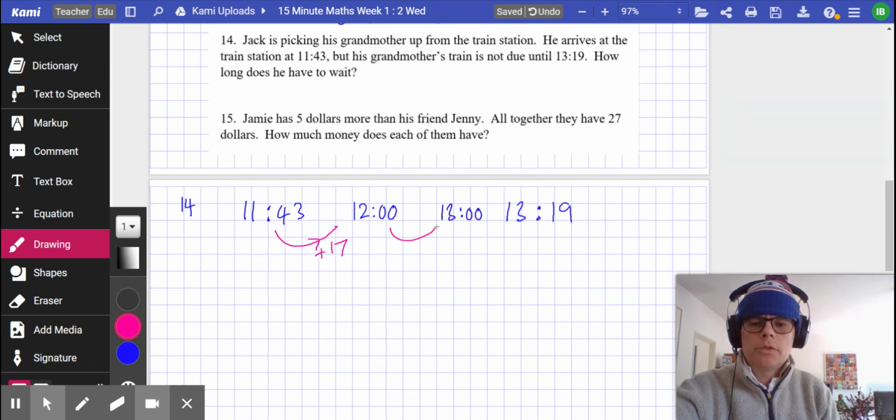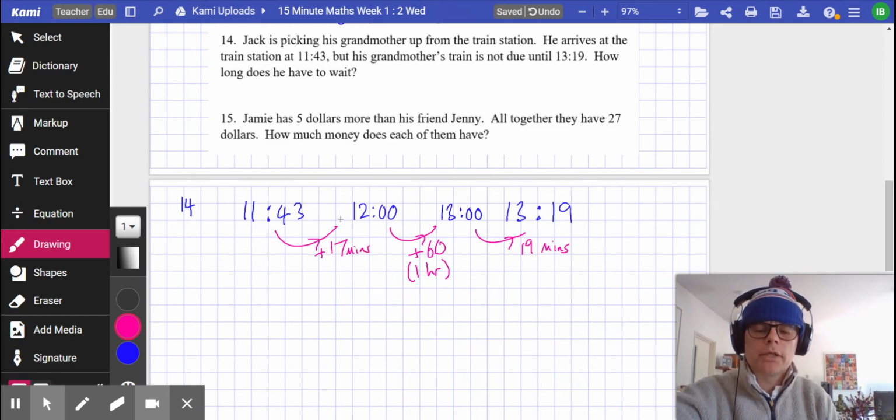Okay. Between 12 and 1 o'clock, that's 1 hour, isn't it? So you can either call it 60 minutes or 1 hour. Okay. And then between 1300 and 1319, that's another 19 minutes. So I would suggest this is a good method for time questions, just thinking of the whole hours, working up to an hour and then working past the hours.